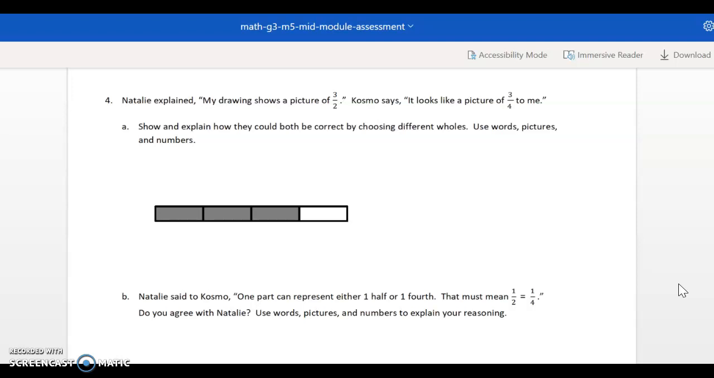B. Natalie said to Cosmo, "One part can represent either 1/2 or 1/4. That must mean 1/2 equals 1/4." Do you agree with Natalie? Use words, pictures, and numbers to explain your reasoning.